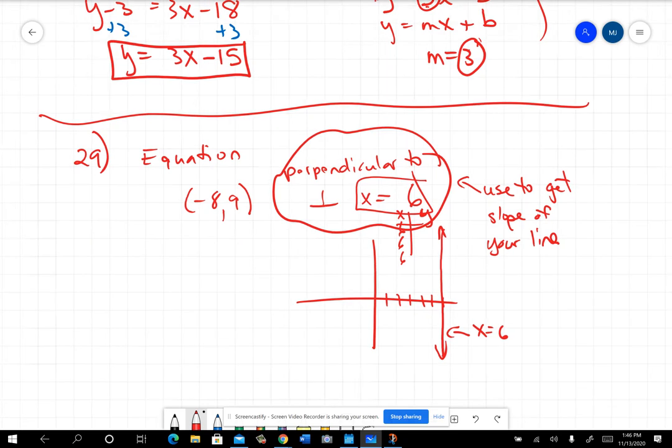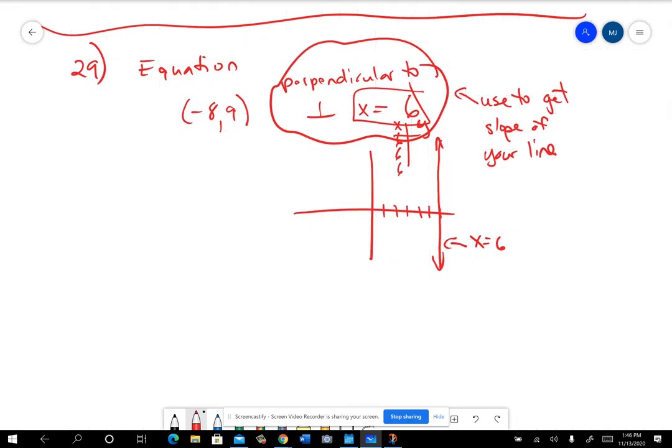All right, now you want your line that you draw. This is the given line, not the line you're trying to get the equation for. You want the equation for the line that would pass through the point (-8, 1).